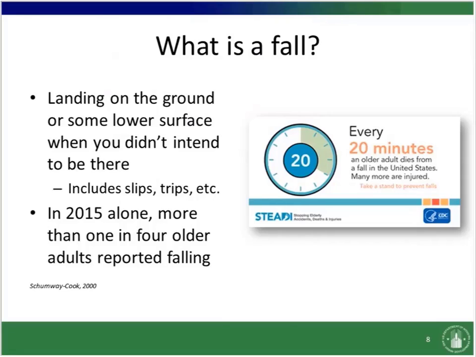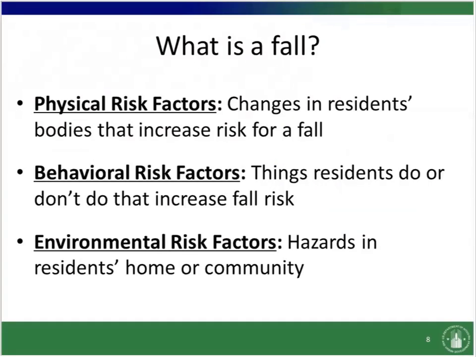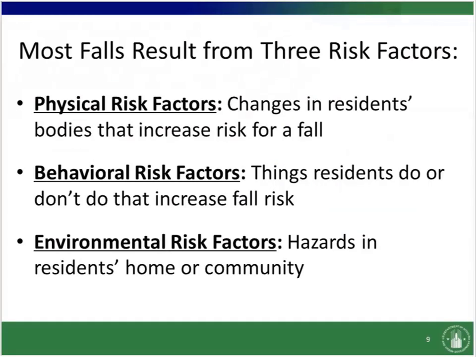And if you look at the statistics in 2015 alone, more than 1 in 4 older persons reported falling. So we know if there's 16 of you, well, 4 of you might be at risk for falling or have already fallen. And the main thing is to be open and honest about it so you can prevent further falls from happening.